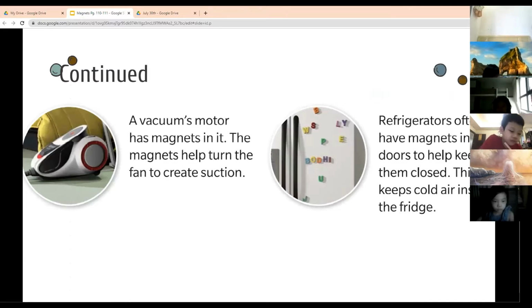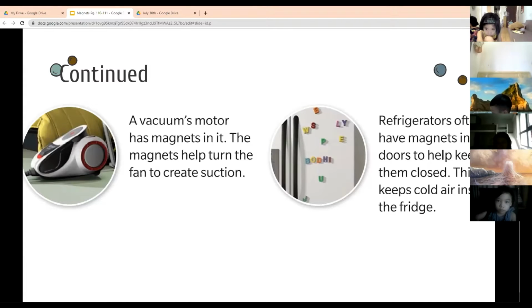Okay. And I'll have Ray, could you read the last one for us? Refrigerators also have magnets in the doors to help keep them closed. It keeps cold air inside the fridge.